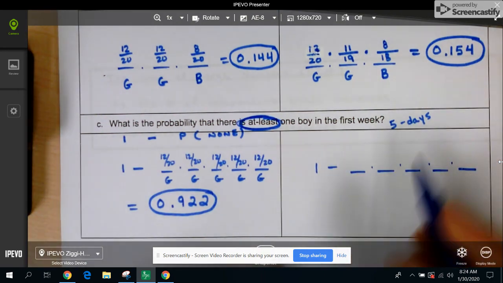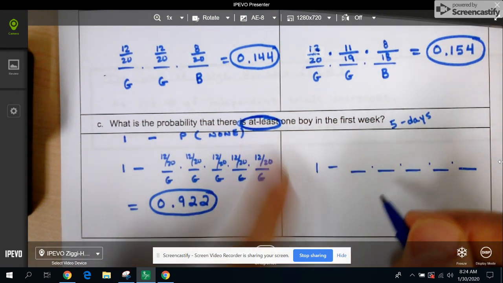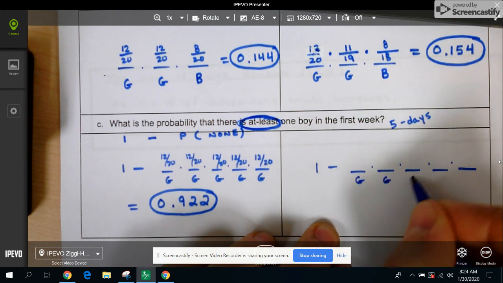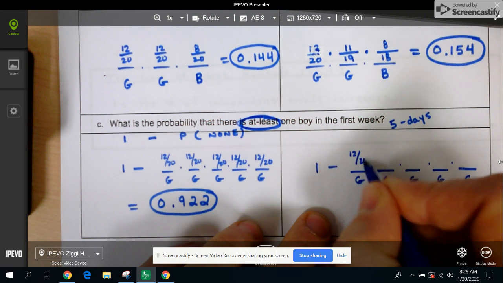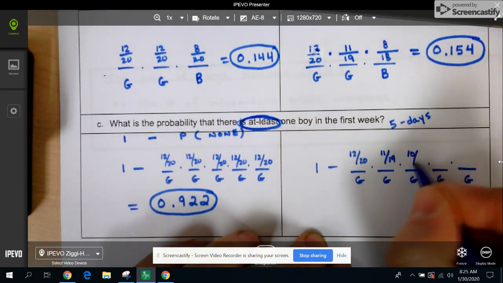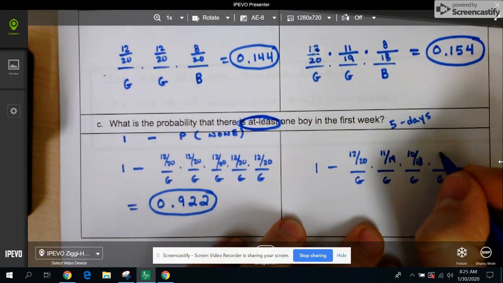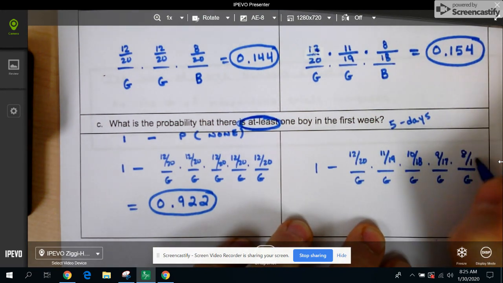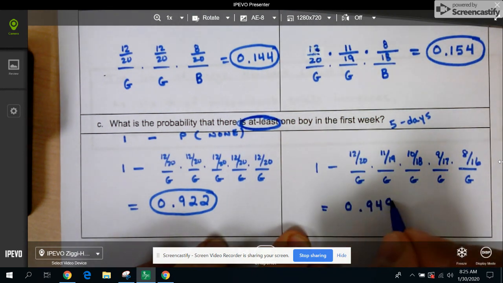Now let's do this using the without replacement method. So at least one boy would be 1 minus no boys, which means all girls. And it would go like this. 12 out of 20 are girls, 11 out of the 19 left are girls, 10 out of the 18 left are girls. See how both the numerator and the denominator are going to drop by 1 each time. 9 out of 17, and then 8 out of 16, which comes out to 9.